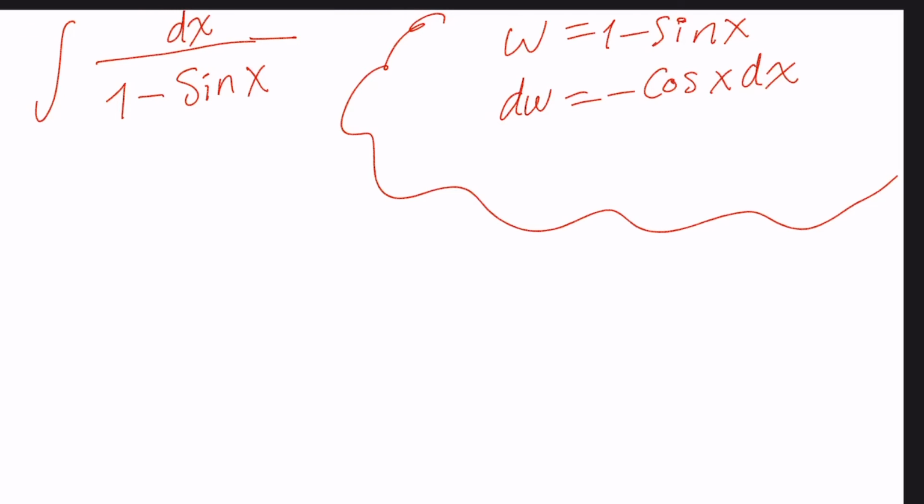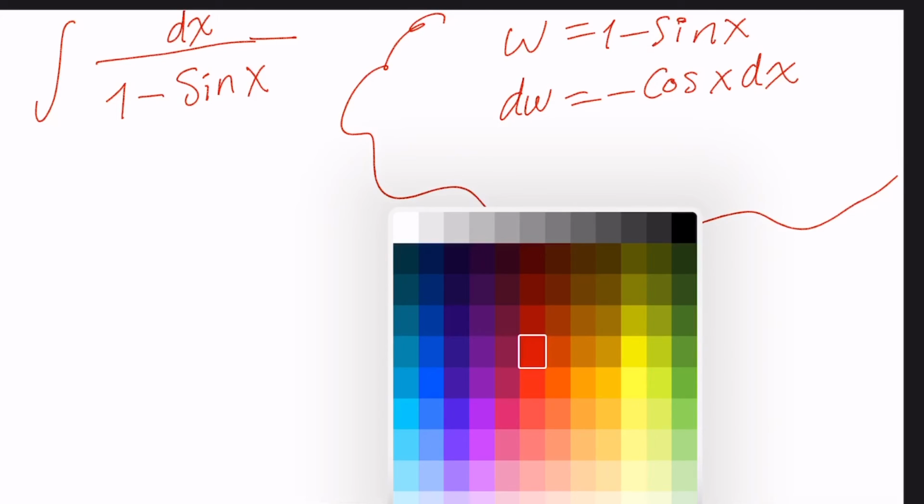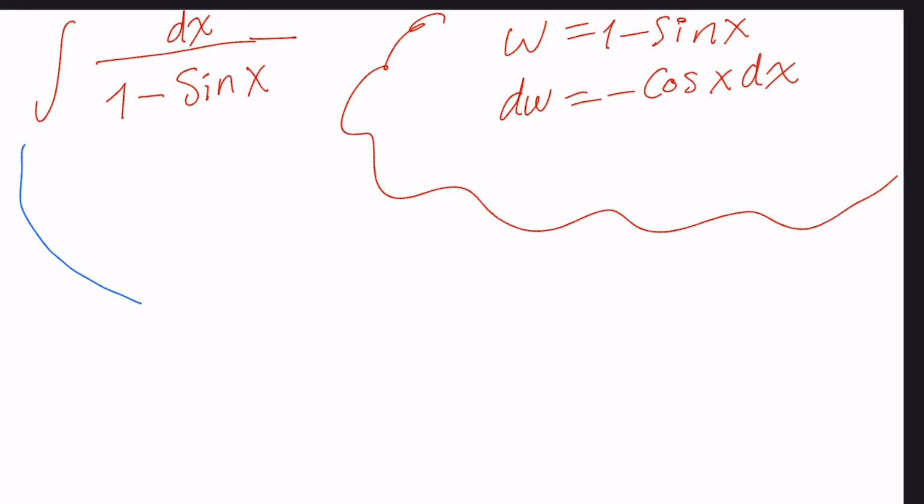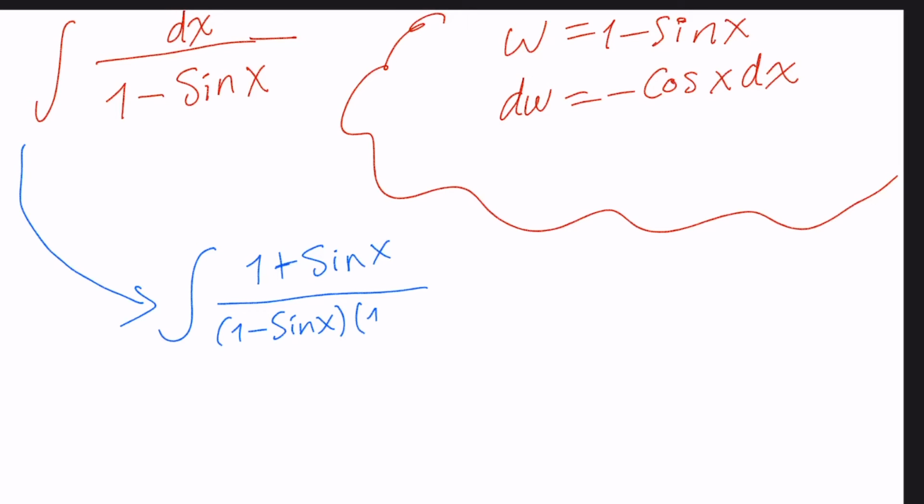So now, how can we solve this problem? Instead of doing a lot of more complicated algebra, we will try to transform this 1 minus sine of x. How can we transform it? We can do it by multiplying by its conjugate. Its conjugate is mostly the same expression, but instead of minus, we put plus: 1 plus sine of x, by dx. This is the integral that we will perform.